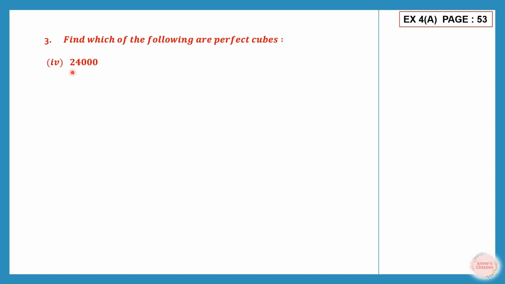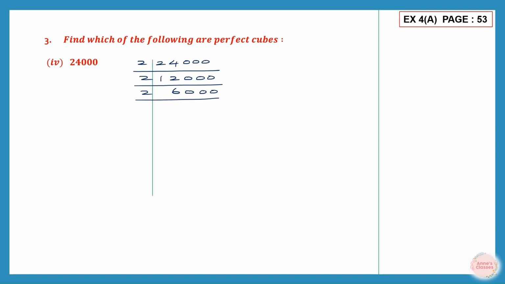Question 4. Now here we have 24,000. Let's see whether this is a perfect cube. Let's find the prime factors of 24,000. So 24,000, we can use 2 again. Let's divide with 2. 2 ones are 2, 2 twos are 4. Again you have 3 zeros. Continue with 2. 2 sixes are 12. 1, 2, 3 zeros. 2 threes are 6.